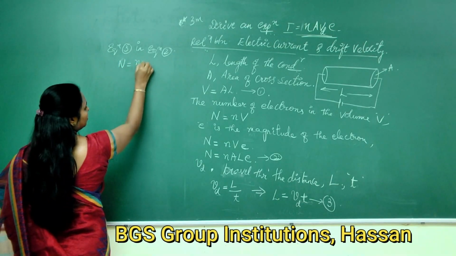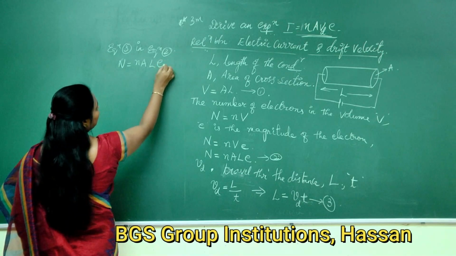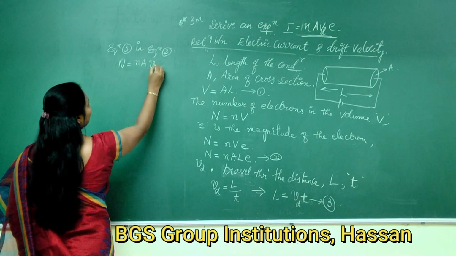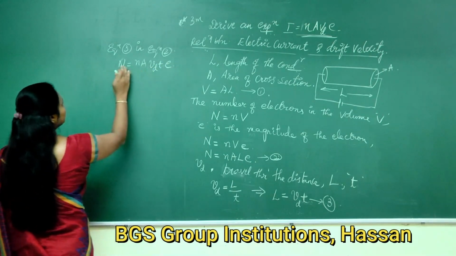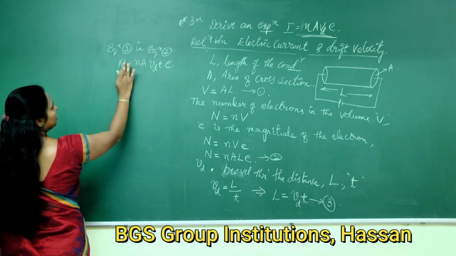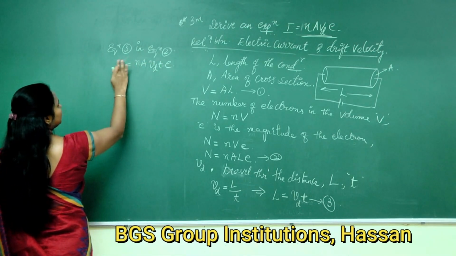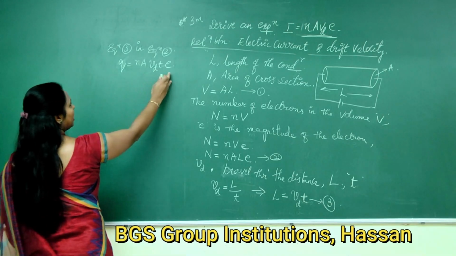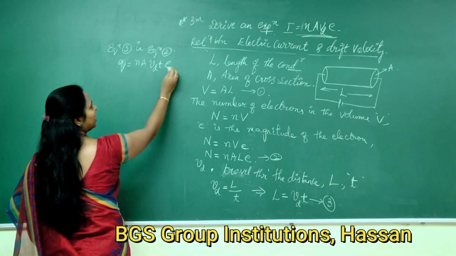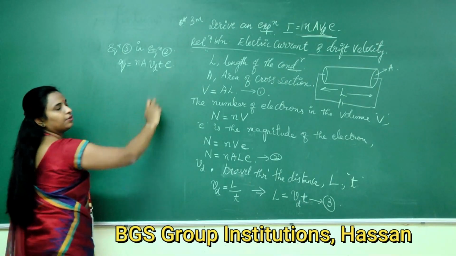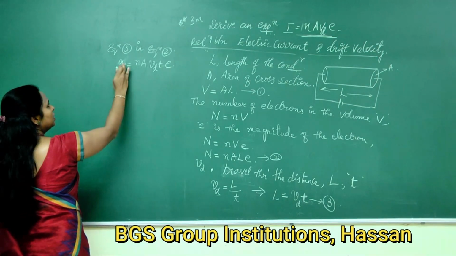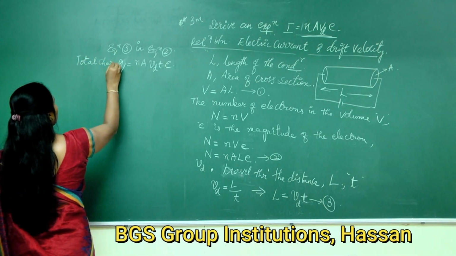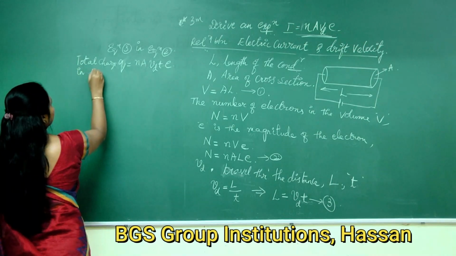We have Q is equal to nAL e. In place of this L, what will I put? I take this as vd into t, so Q is equal to nA vd t e. This total number of electrons, multiplied by the magnitude of the electron charge, will now be our charge. So it is equal to the total charge in the conductor.